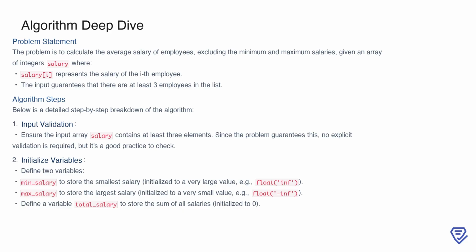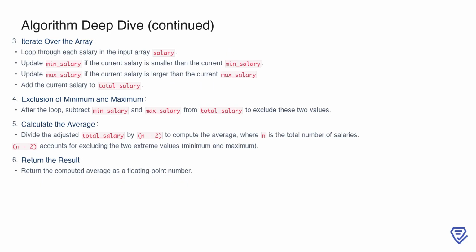Next, we initialize 3 variables: min_salary to a very large value to track the smallest salary, max_salary to a very small value to track the largest salary, and total_salary to 0, which will accumulate the sum of all the salaries. These initializations set the stage for efficient processing as we move through the array. Now, we proceed to iterate over the array of salaries. For each salary, we compare it to our current min_salary and max_salary and update these variables as necessary. At the same time, we add the salary to the total_salary. By the end of this loop, we will have determined the minimum and maximum salaries as well as the total sum of all salaries.